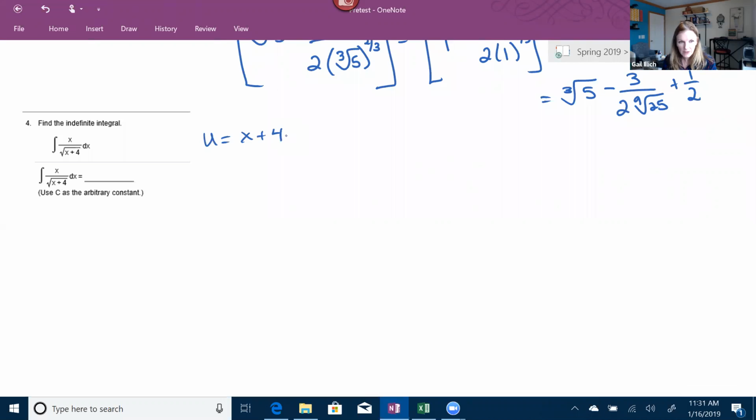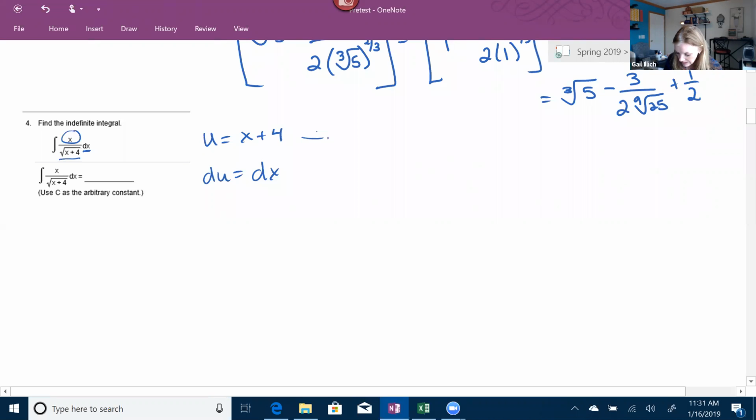But if we're going to do a substitution, we've got to get rid of all the x's and express them in terms of either u or du. So I'm going to take du, the derivative of u. The derivative of x is just 1, and then you'll have the dx. So du is dx. Now when I go to substitute, I'll be able to replace the dx with du. I'll be able to replace the square root of x plus 4 with the square root of u, but I've got to do something with this x.